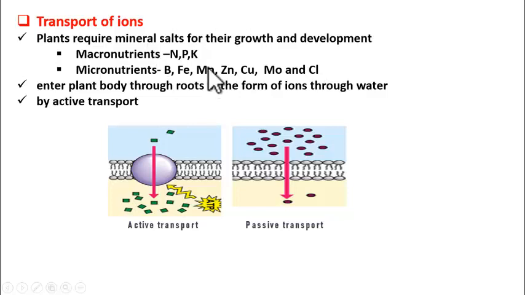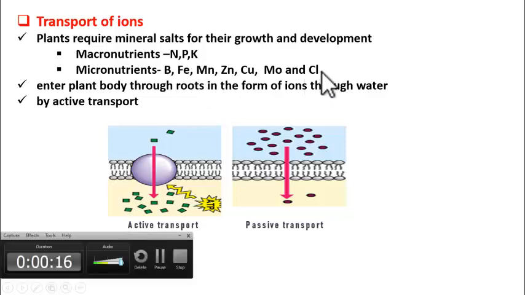All these minerals are absorbed by the plants in the form of salts, that is, in the form of ions. Got it? So how do they get absorbed into the plant body? It is via roots. These mineral ions are dissolved in soil water. As the water from soil enters the root hair cell, these minerals also enter.